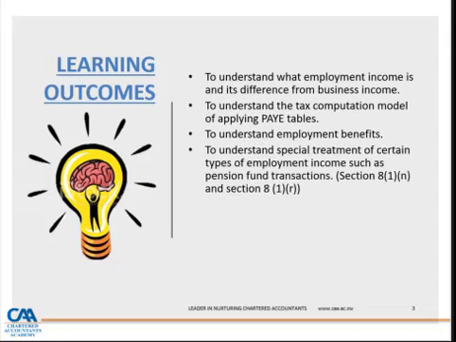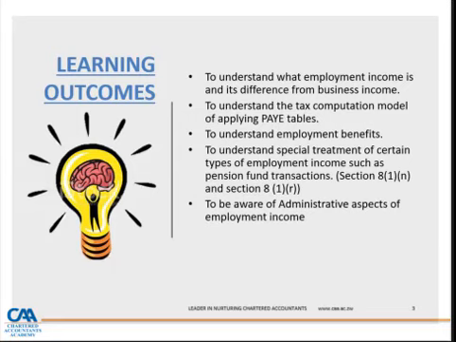Fourth, we want to understand the treatment of certain types of employment income, such as pension fund transactions, which are covered under Section 81N and Section 81R. We'll also need to be aware of administrative aspects of employment income. And lastly, we're going to have to understand elderly concessions as well as tax credits. So let us get into our lecture.